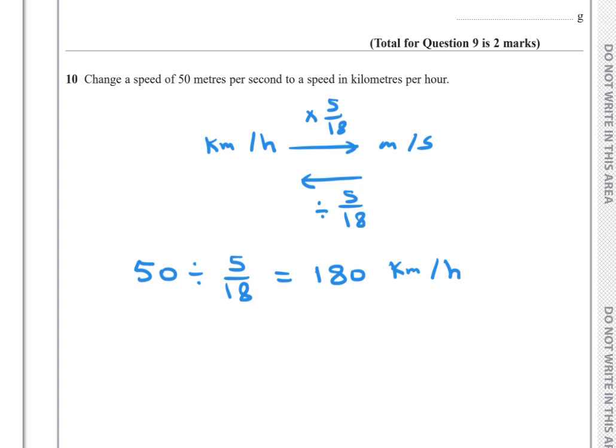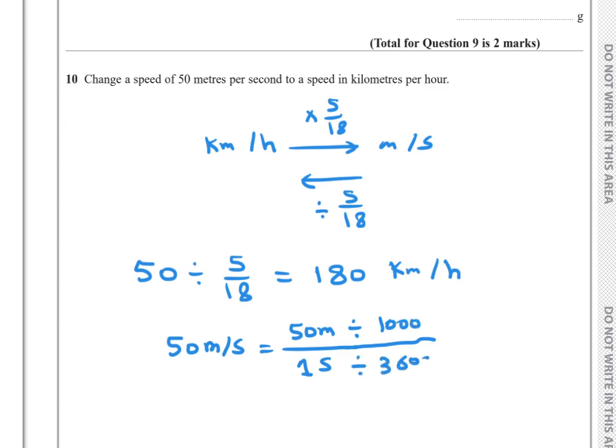If you forget this rule, you can write the speed 50 meters per second as 50 meters in 1 second, then divide the numerator by 1000 to convert to kilometers, and divide the seconds by 3600 to convert to hours, then you get the same answer. Just write this fraction in the calculator, you get the same answer.